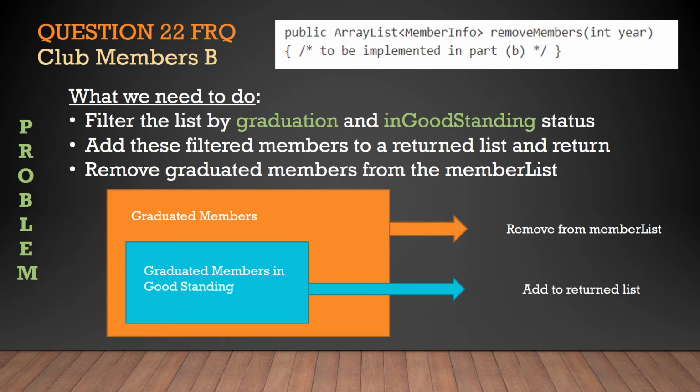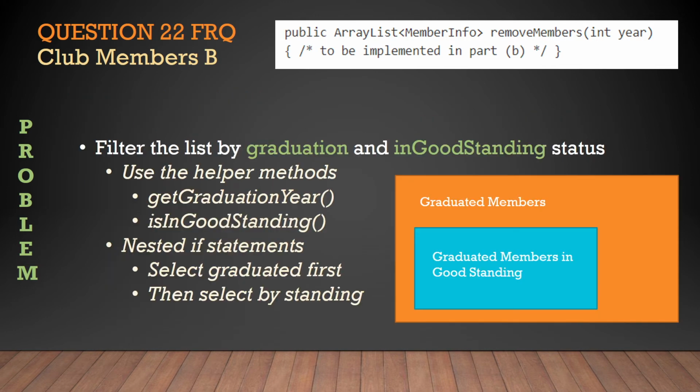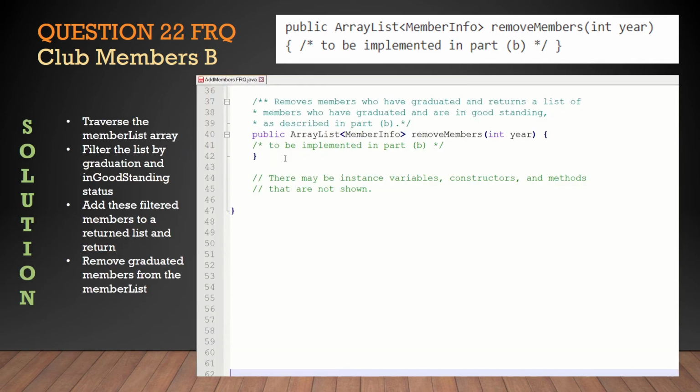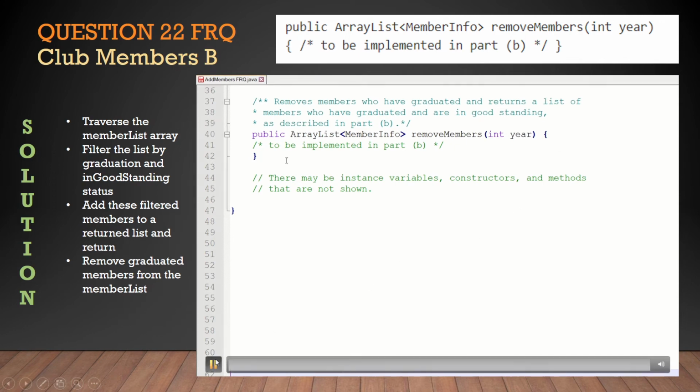As we structure this, we're going to use if statements to select, because if statements are really called selection statements. They're selecting a subset or a certain thing that's true. We're going to use the graduation year and in good standing to find these things. So we're going to use nested if statements to select. Let's select the graduated first. Let's get all the graduated people first, and then we'll get the in good standing people second. So let's do it.